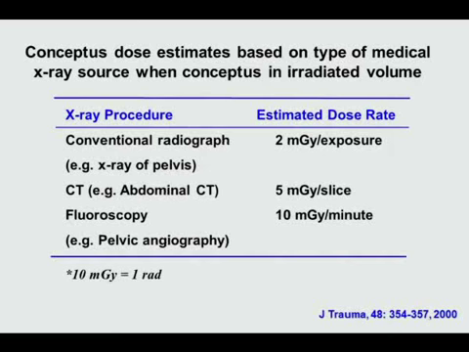The conception dose: this is another table basically indicating the fetal dose based on the different types of radiation exposures. For conventional radiography, this particular publication provides about 2 milligray per exposure. For CT, it's about 5 milligray per slice. Fluoroscopy is about 10 milligray per minute when the conception is directly in the path of the primary beam.